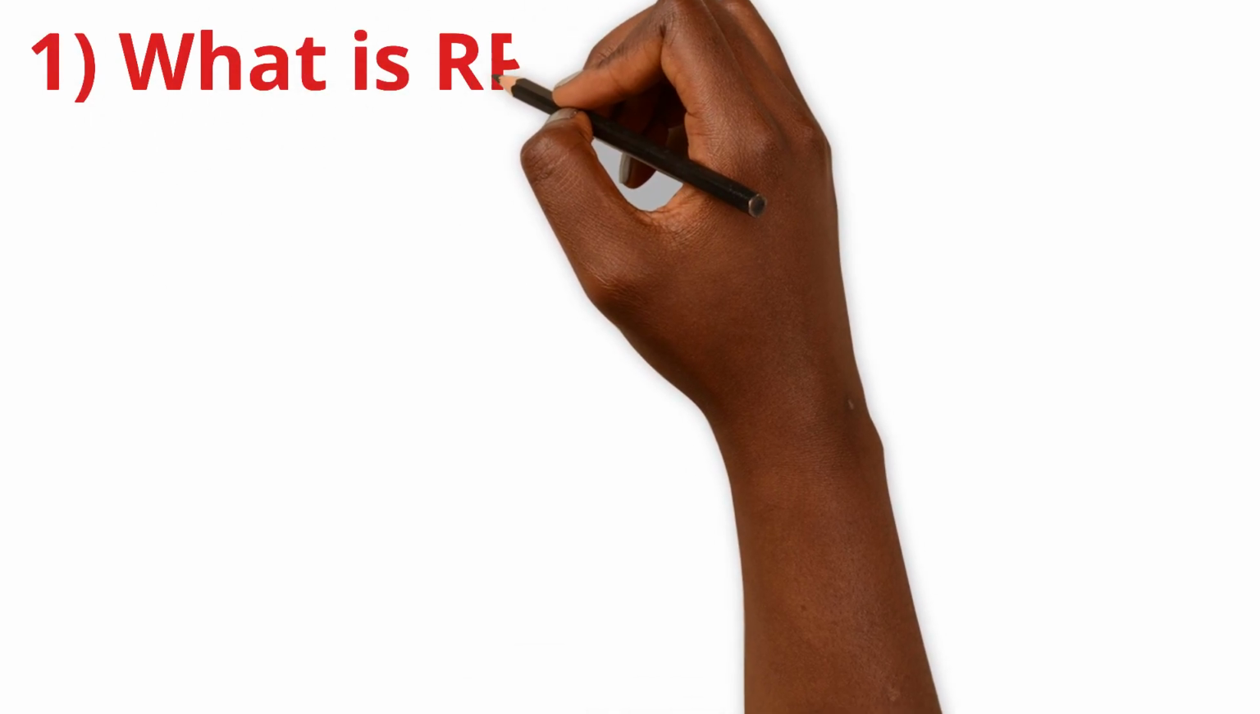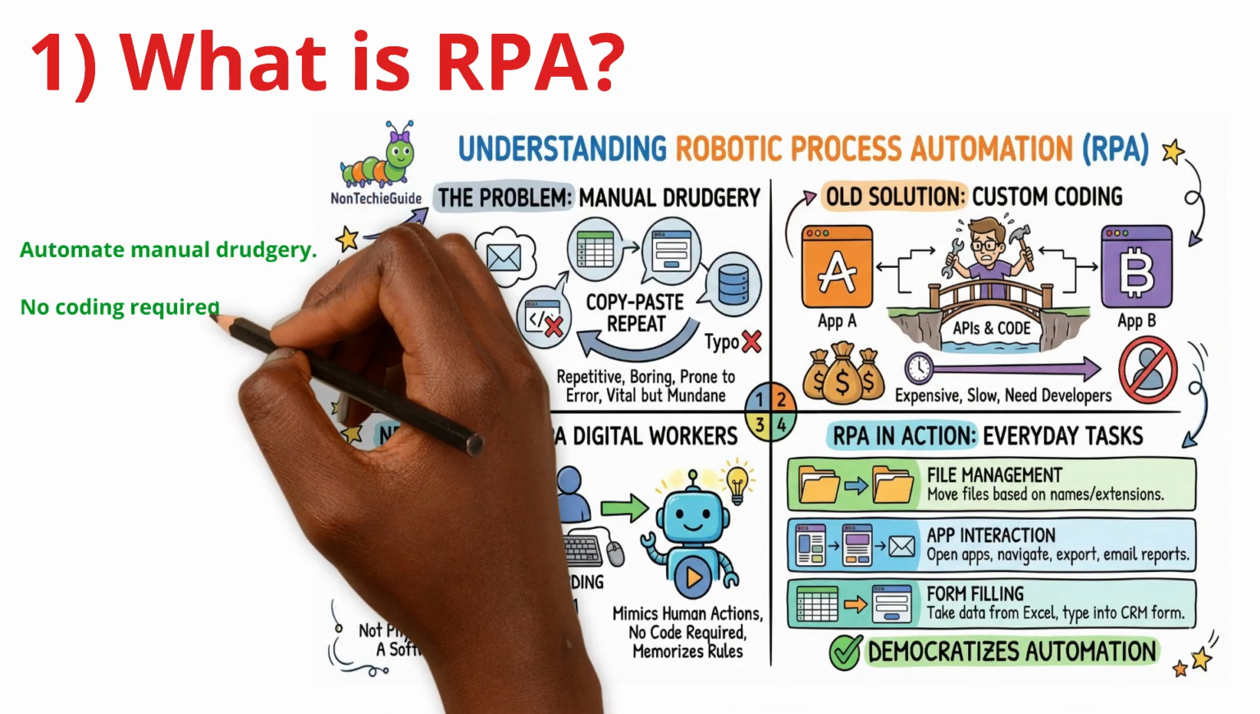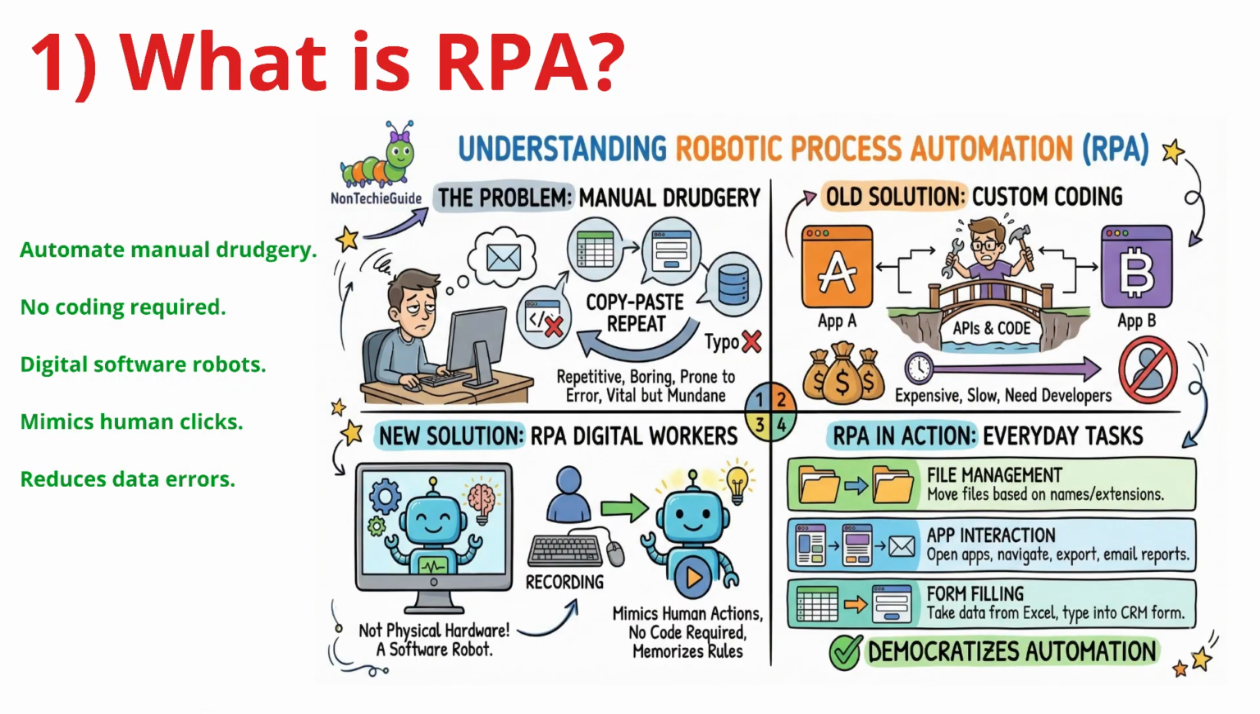Let's face it, despite all our modern technology, many of us spend our days stuck in manual drudgery. We act as the human glue between disconnected systems, endlessly copying data from emails, pasting it into spreadsheets, and retyping it into web forms. It is boring, repetitive, and leads to inevitable typos. Previously, the only way to fix this was expensive custom coding. You had to hire developers to build complex, slow bridges between your applications.